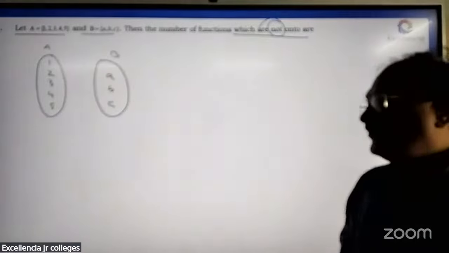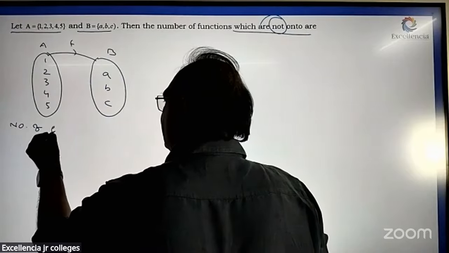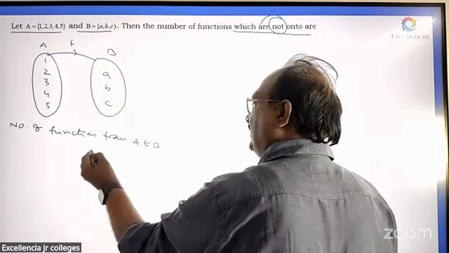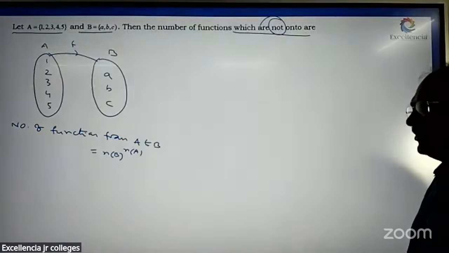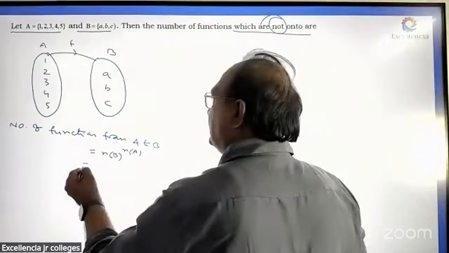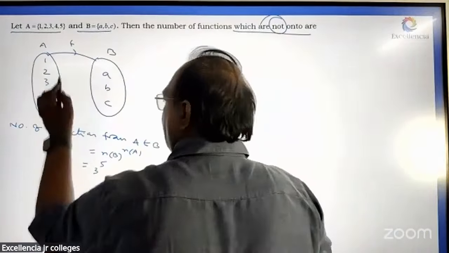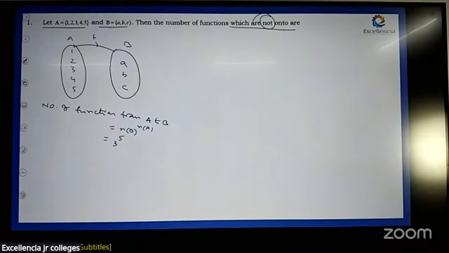So you know the number of functions from A to B is what? The total number of functions from A to B is nothing but n of B to the power of n of A. Number of elements in the second set to the power of number of elements in the first set. That is nothing but 3 to the power 5. This is the first one, the total number of functions.